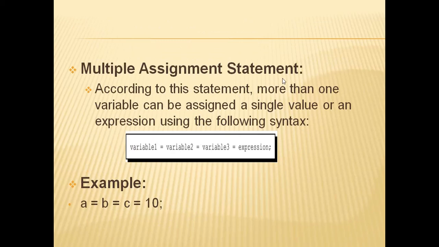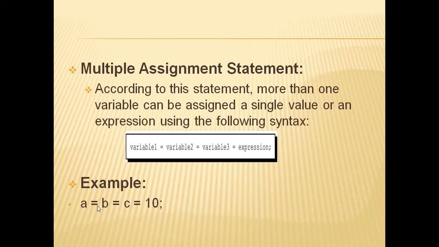And next is the multiple assignment statement. According to this statement, more than one variable can be assigned a single value or an expression using the following syntax. In this case, we can assign more than one variable with a single value. Here is the syntax: variable 1 is equal to variable 2 is equal to variable 3, that is equal to an expression or a value, ending with a semicolon.